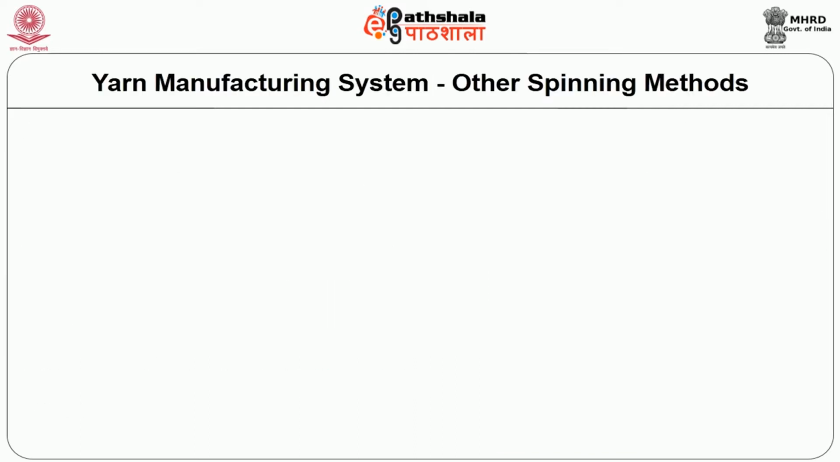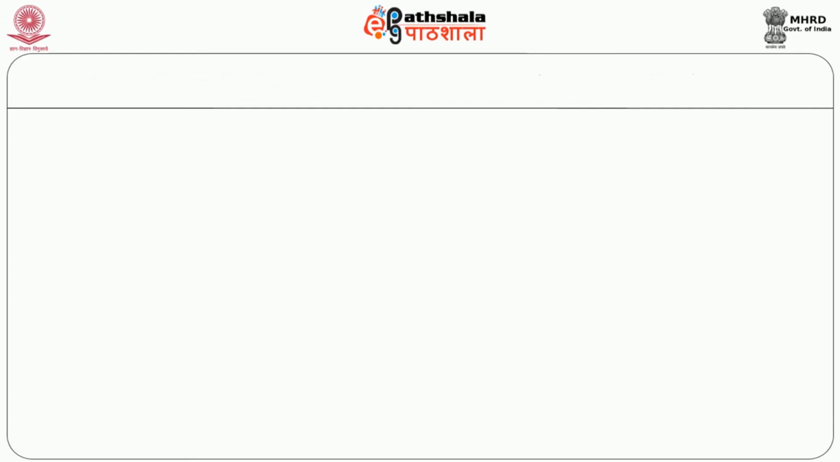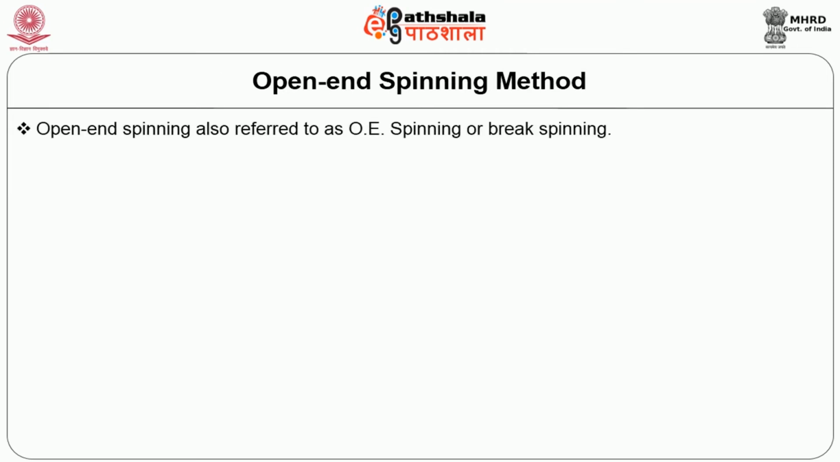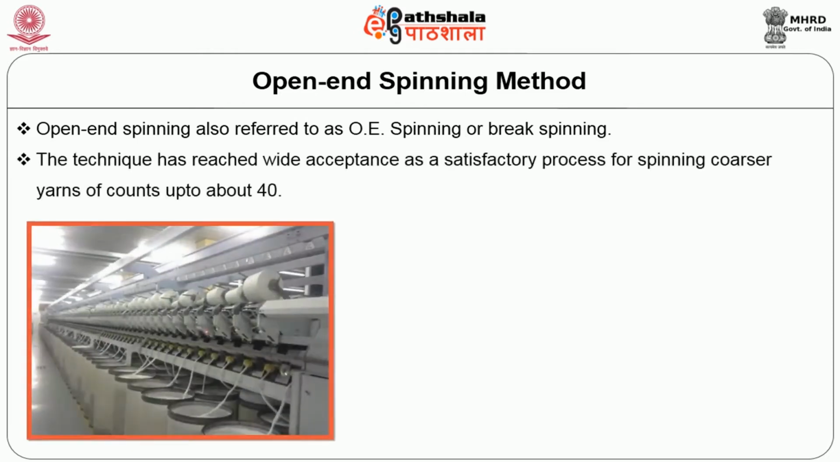Now let us see the yarn manufacturing systems, which are the other spinning methods. First is the open-end spinning method. Open-end spinning is also referred to as OE spinning or break spinning. The technique has reached wide acceptance as a satisfactory process for spinning coarser yarns of counts up to 40.